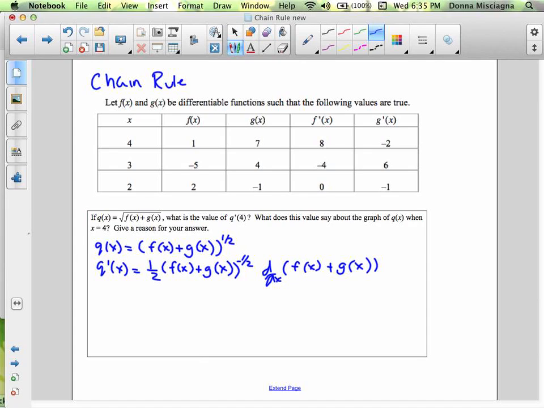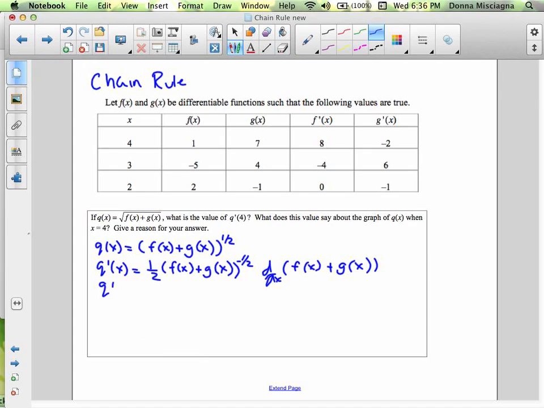Now that's just a sum, and the derivative of a sum is just the sum of the derivatives. So Q prime of x equals 1/2, and now we want to plug in. We found the derivative. Notice I couldn't do anything more with the derivative of f of x and g of x until I plug in a value, because we're using a table. We have a function, but its values are in the table.